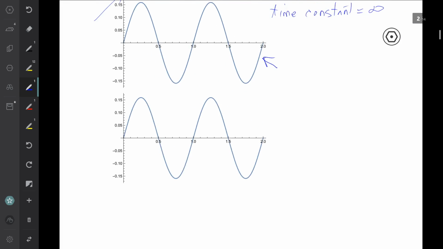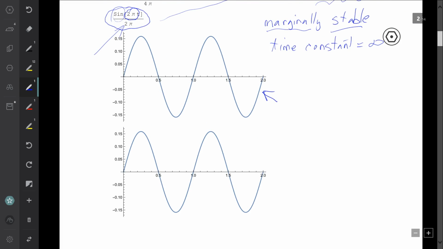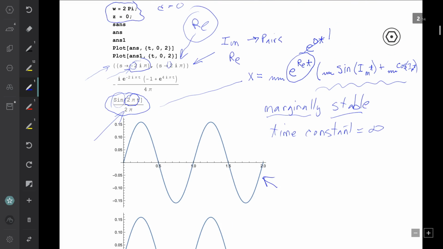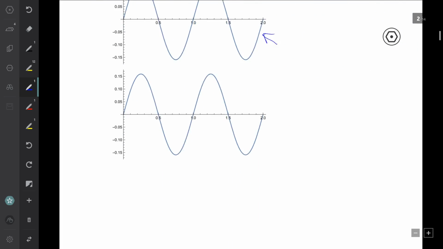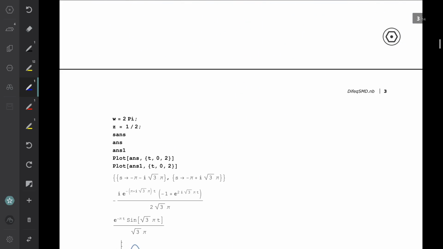And then here are the two plots. I'm just trying to show that these two equations, this one and this one, are identical. So I've just plotted those two things, to show you that they're the same, even though they look weird.